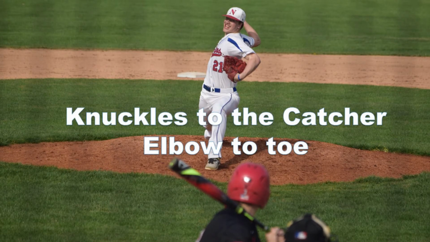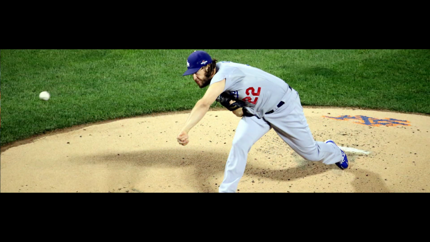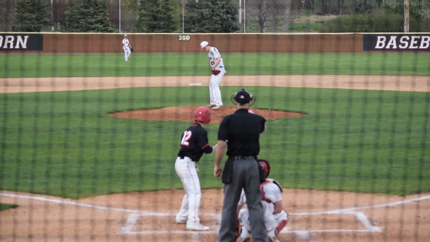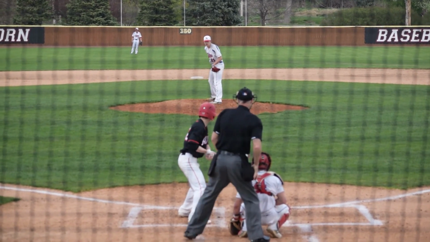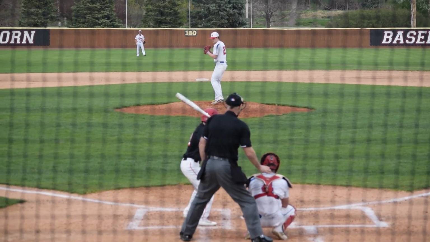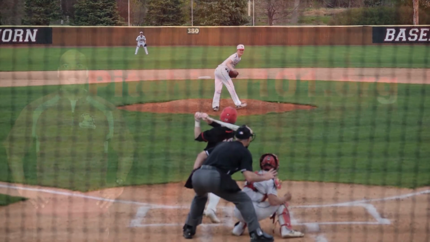Our adjustments to the breaking ball consistency are simple. We're simply going to take our knuckles and point them to the catcher, which gets us on top of the baseball. And then we're going to take our elbow to our toe and throw this ball on a straight line. By doing those things, the breaking ball strikes are more consistent, therefore hitting the fastball becomes even more difficult.